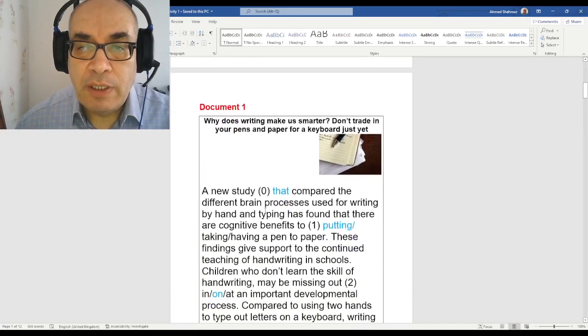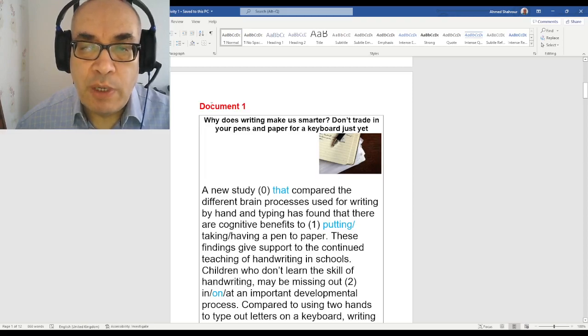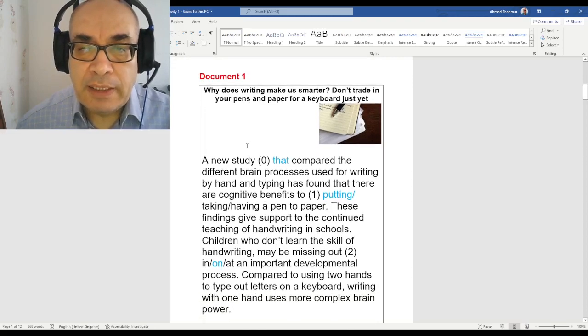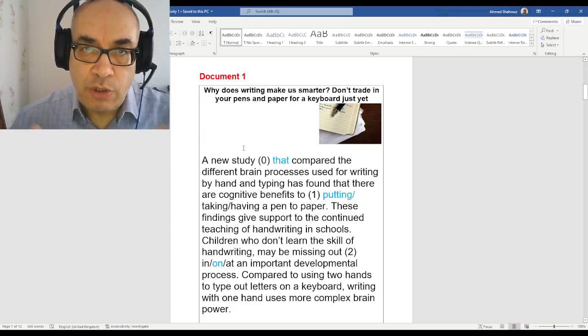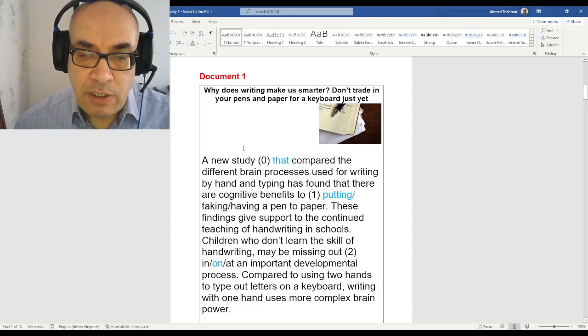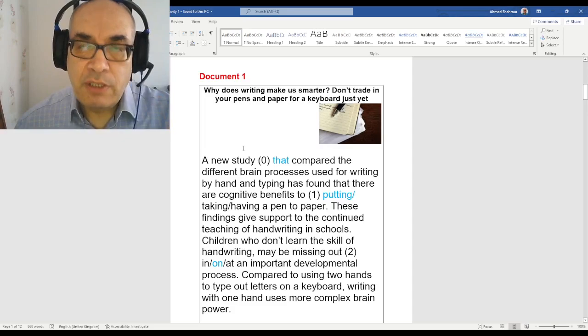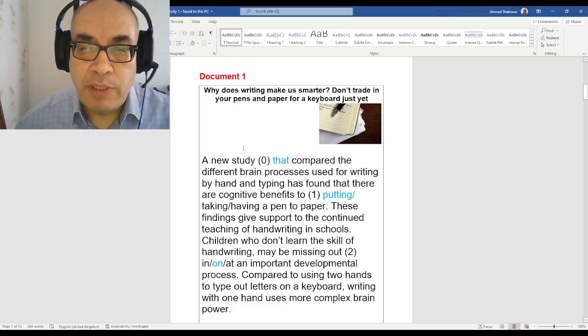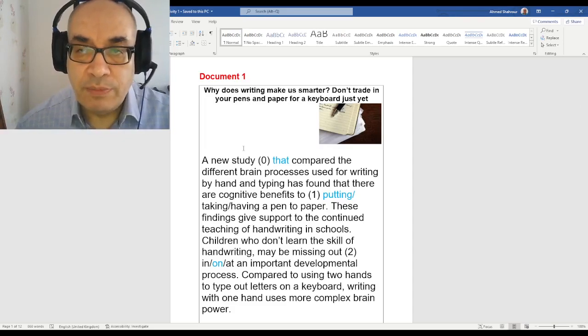So activity 1, you've got document 1, and because it's difficult to show you the document and the answers, you can take a picture of this if you want, and then you can save it and print it out, or you can write it down.